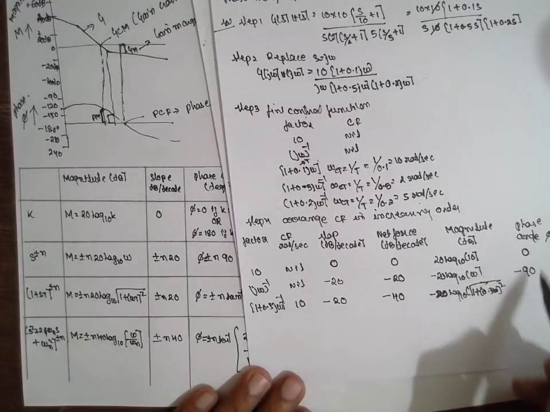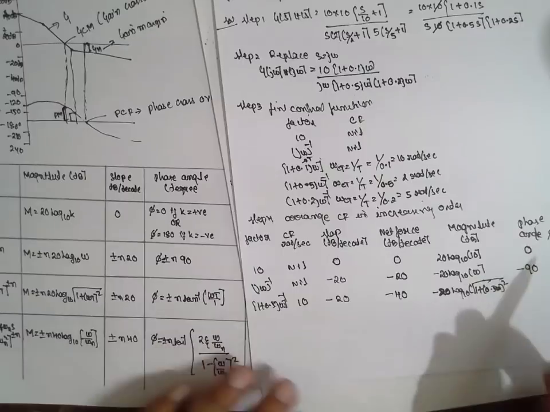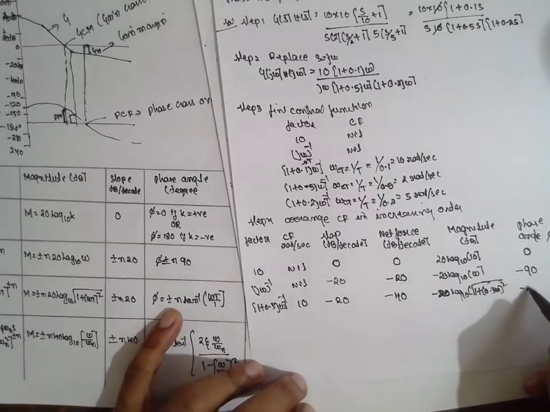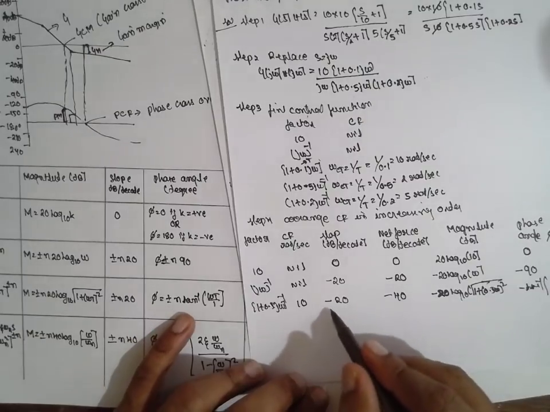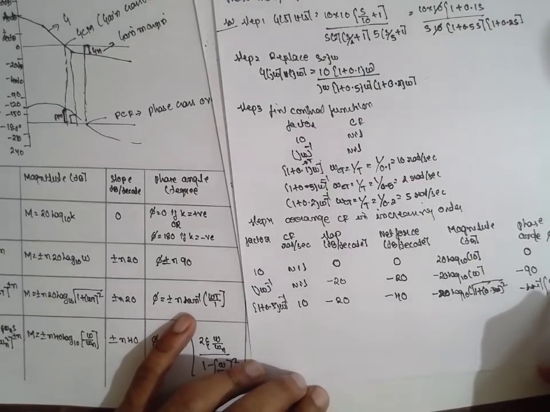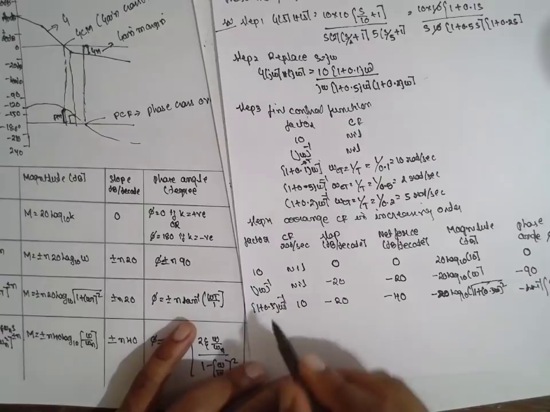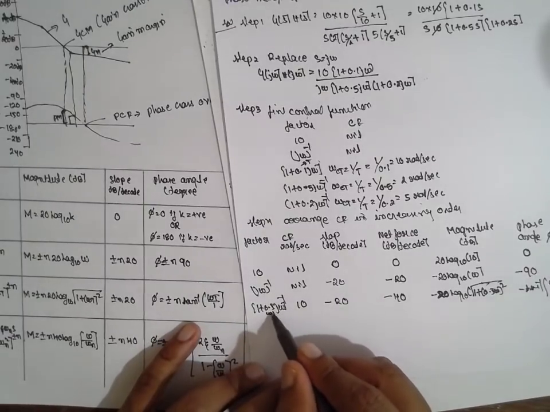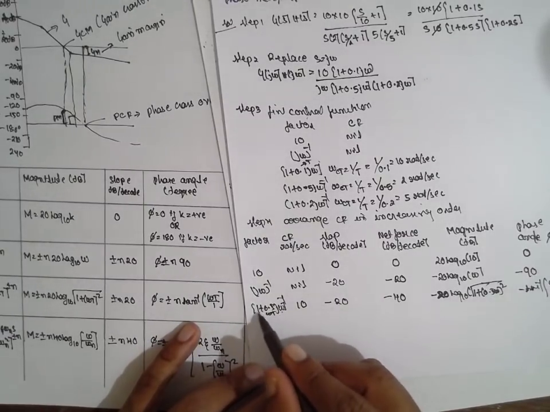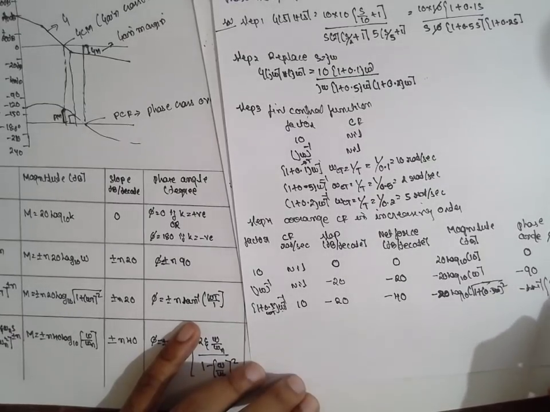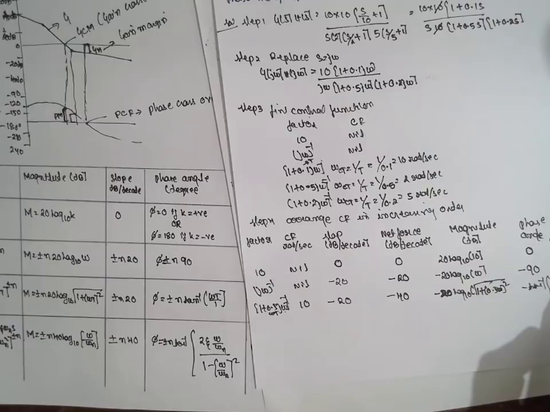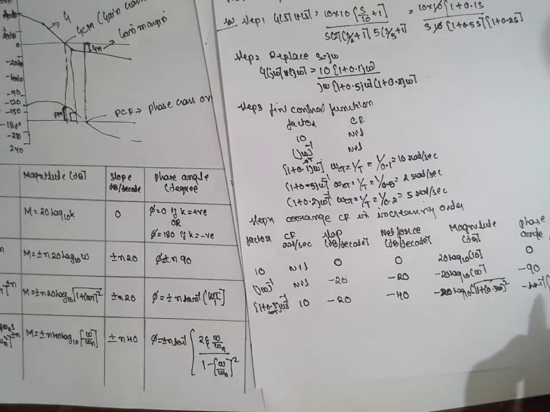What is the phase angle for this one? Phase angle, the formula will be minus tan inverse omega t. Omega t is nothing but 0.5 omega divided by 1. This is nothing but omega t divided by 1. If it is 3, you have to write 0.5 omega divided by 1. Okay, that's the procedure here you have to follow.